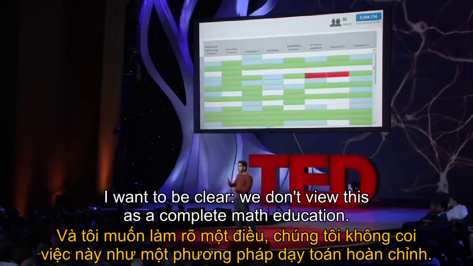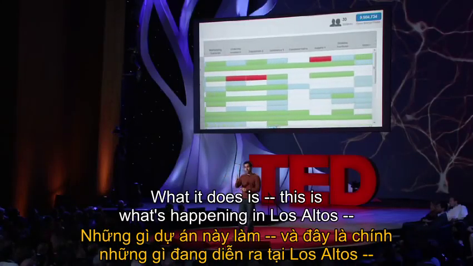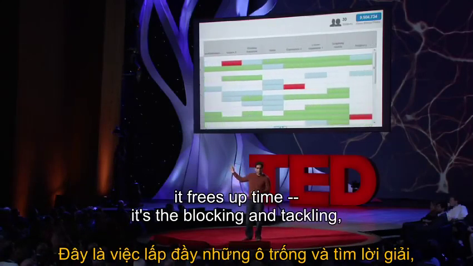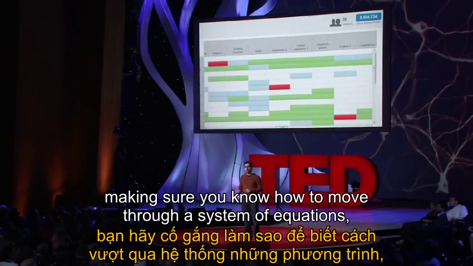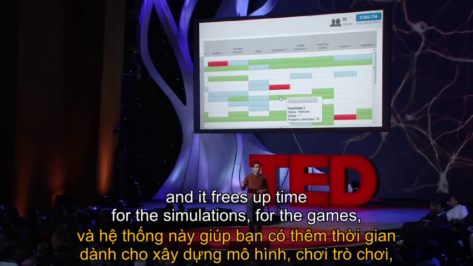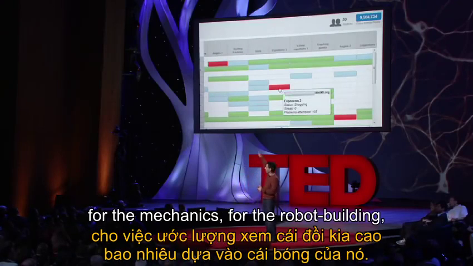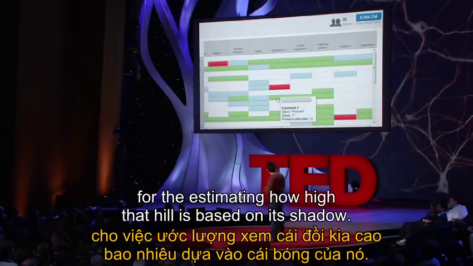And I want to make it clear, we don't view this as the complete math education. What it does, and this is what's happening in Los Altos, is it frees up time. This is the blocking and tackling, making sure you know how to do a system of equations, and it frees up time for the simulations, for the games, for the mechanics, for the robot building, for the estimating how high that hill is based on its shadow.